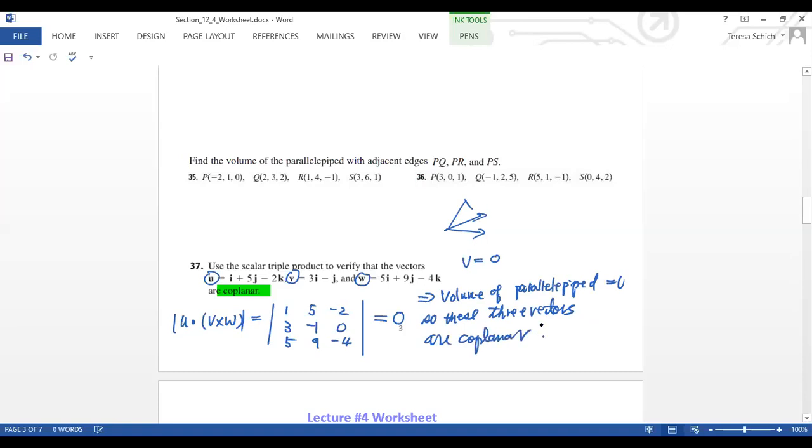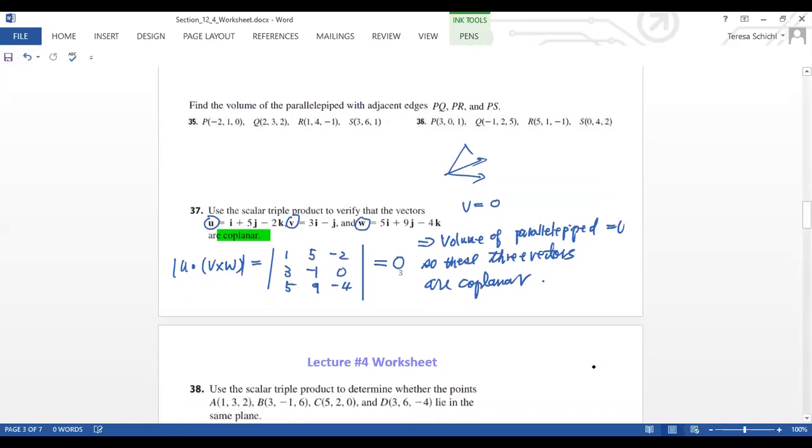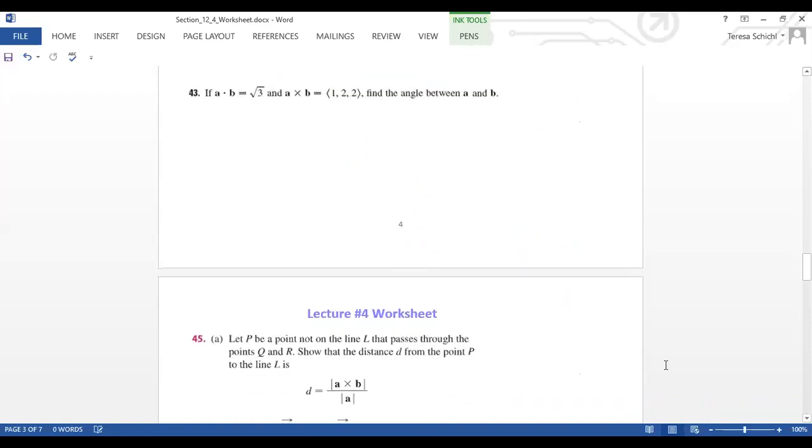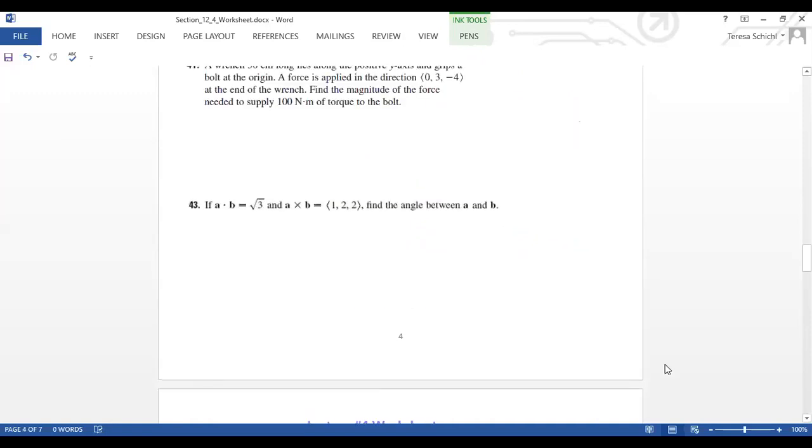Okay, so that's the problem I like to do. Now let me see what the next one is. All right, the next one I'd like to do is problem 43. This one is a pretty good problem. It kind of combines the dot product and cross product together. Let's say A dot B is the square root of 3, and A cross B is 1, 2, 2.